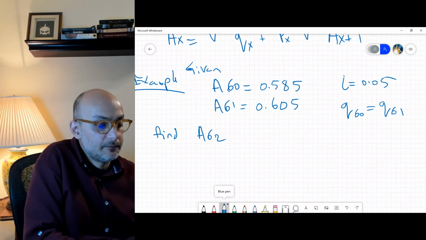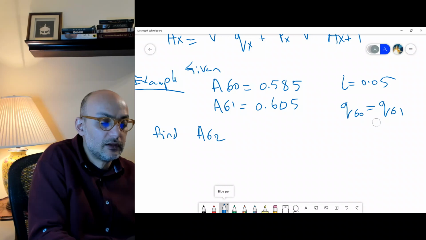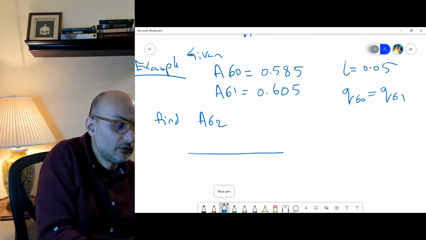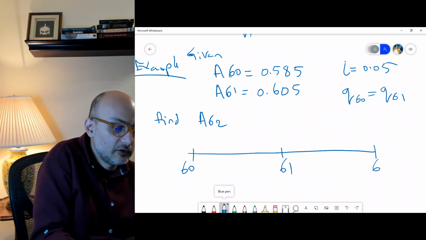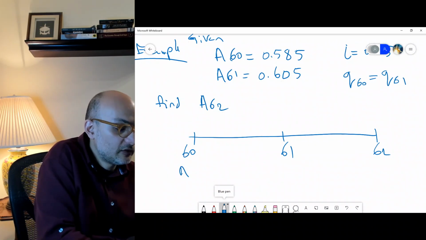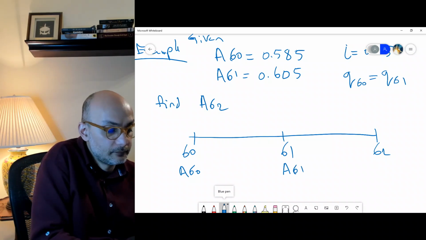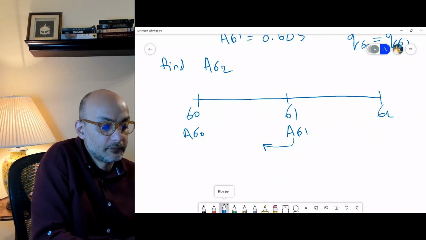Very interesting. So obviously we need to find the q, the mortality, because mortality also gives us the probability of survival. So let's draw a line here. Always good to draw a line. So somebody is age 60, 61, 62, right? Let's start with a60 and a61. How can we relate these two things? We need to discount this back, right?